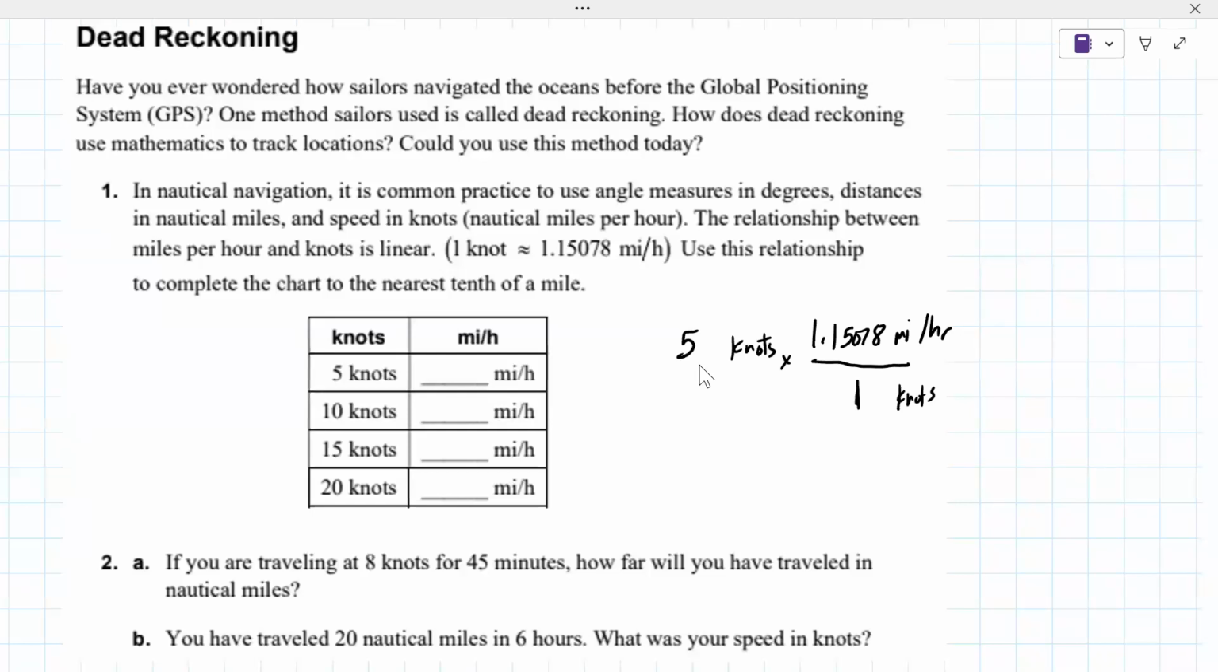5 times 1.1578. So then 5 knots is 5.7539. Like just tell me. Oh, and the complete chart is the 10th line. So then 5 knots is 5.8 miles per hour. So go ahead and keep working through those.